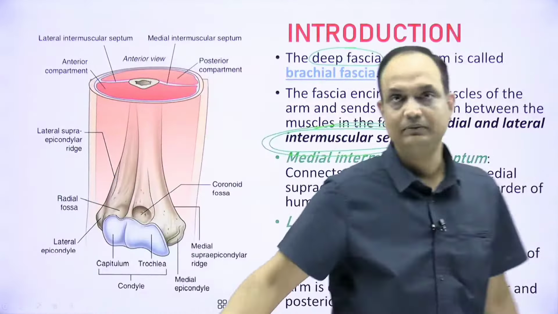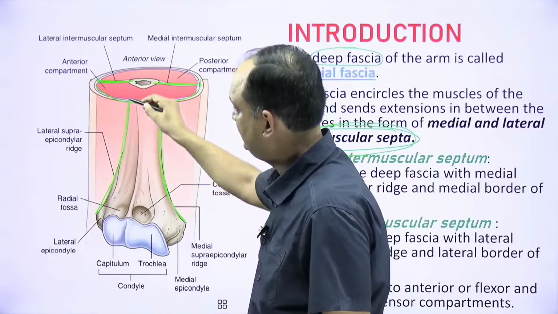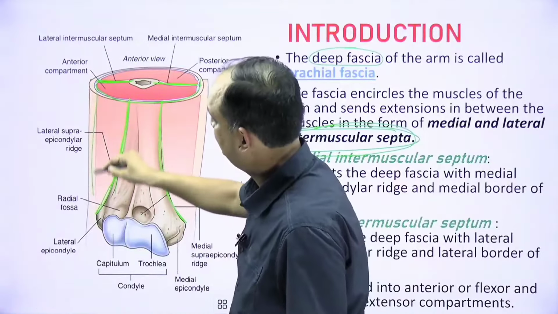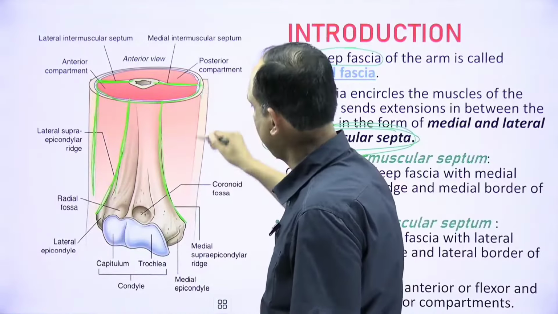Now this deep fascia is sending the septa, and this septa will go and attach to the border of the humerus. In the lower part of the humerus you have two lines, one known as the lateral supracondylar ridge and another known as the medial supracondylar ridge, and this is the outer circumference of your deep fascia. So what is the arrangement?